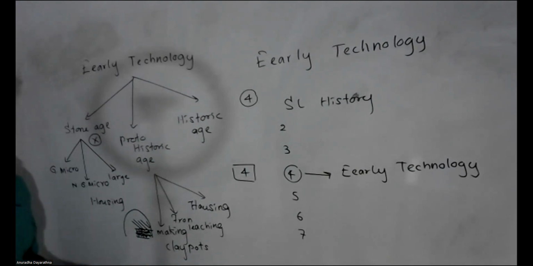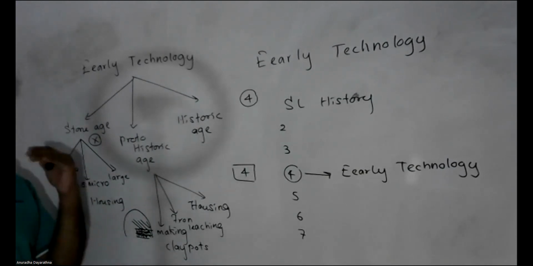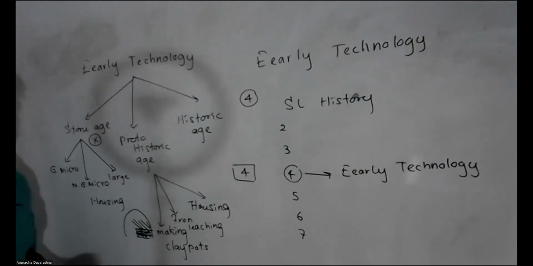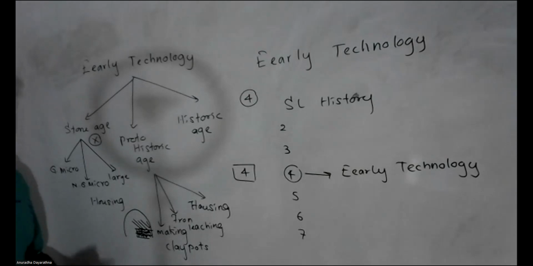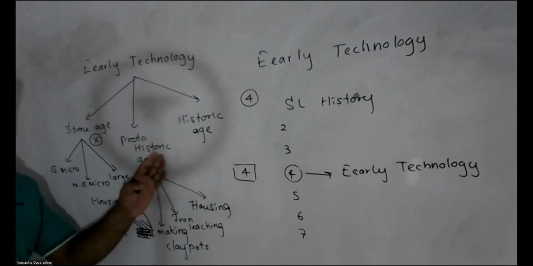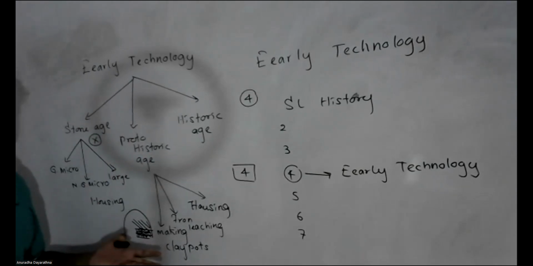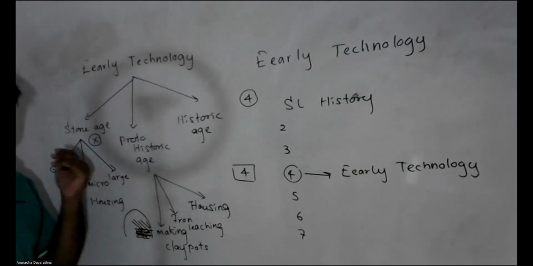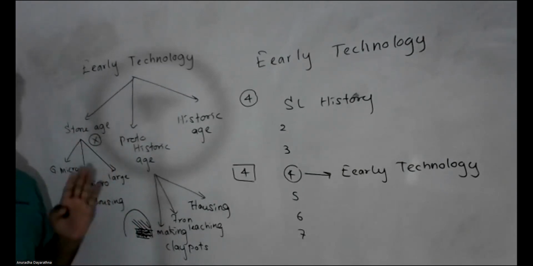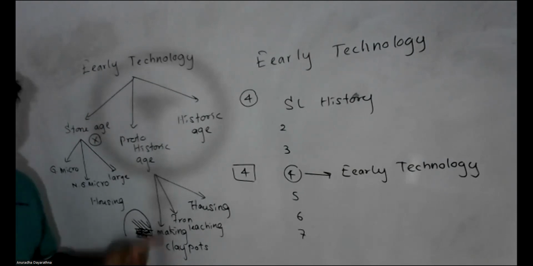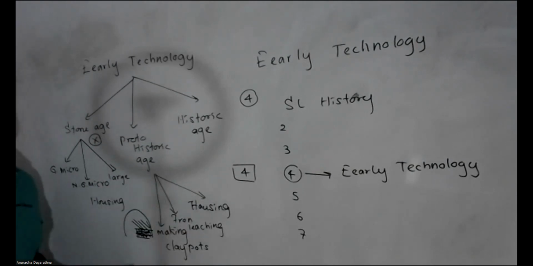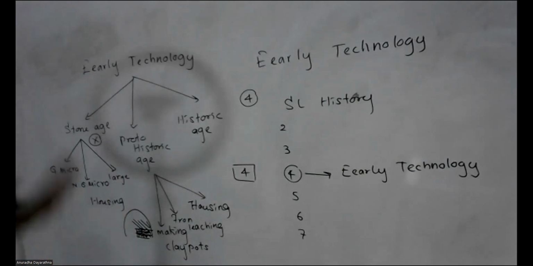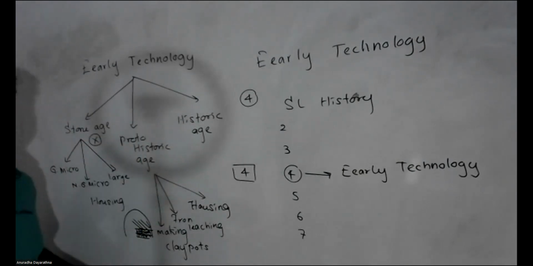This question has come for the exam several times in many formats. One time they gave the question like: proto-historic age is an age of transformation. Show that with examples that it is an age of transformation. So now see, even the same thing is asked. What are they asking? They are asking about the technology. But today we are not dealing with this.